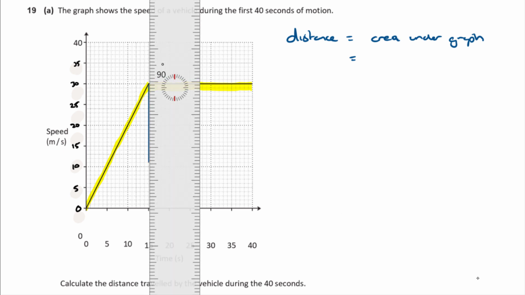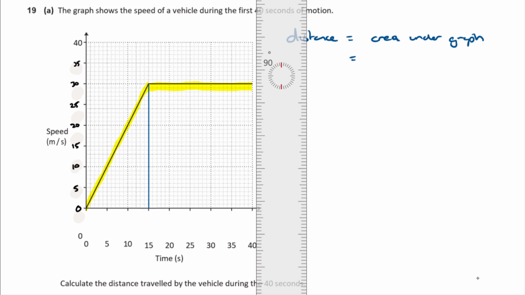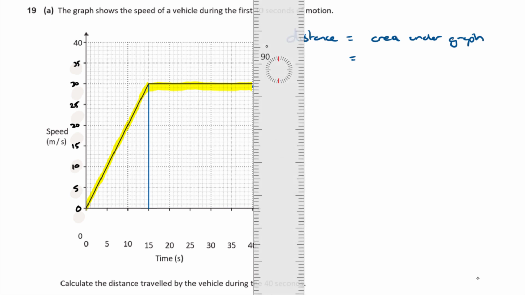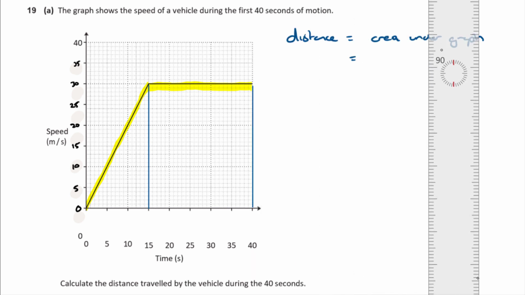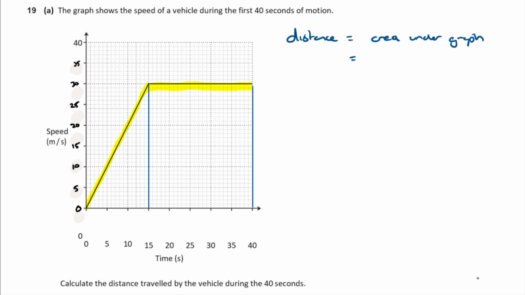I could just do it as a trapezium, but I'm just going to divide it up and do it as a triangle and a rectangle. Okay, so either is acceptable. You could just use the trapezium area formula, but I'm just going to use the triangle and the rectangle because it's a little bit easier. So the area is going to be the combination of those two areas. It's going to be half base times height for the triangular part plus length times width for the second part there.